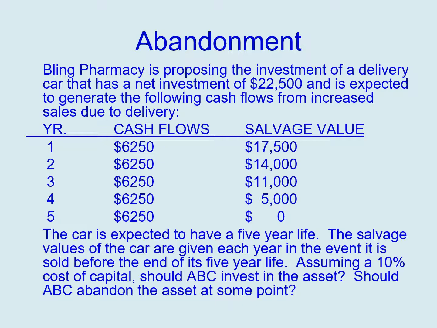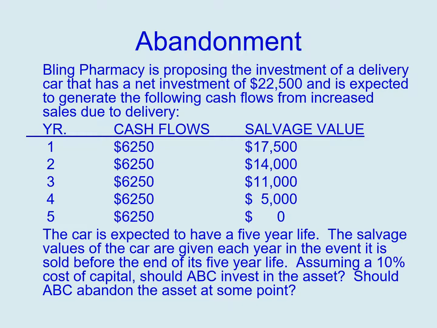If we assume a 10% cost of capital, that should be Bling. Should Bling invest in the asset, or should Bling abandon the asset at some point? Okay, and the way we solve that problem is we go through and we calculate the net present value for each year. But before we do that, let me just show you the way we would typically do it.